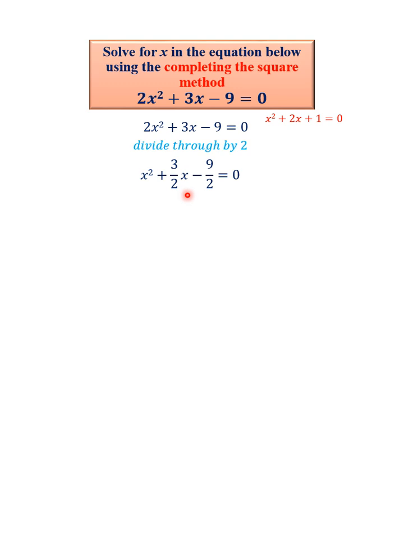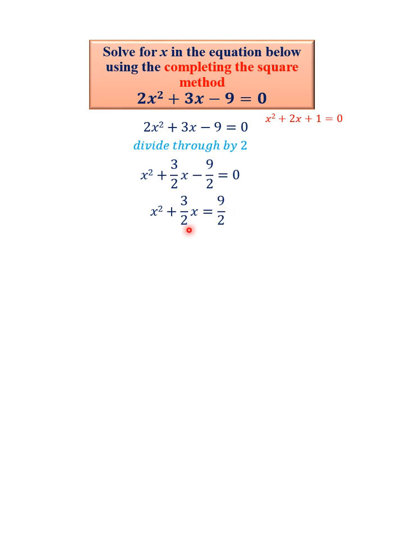The next thing we want to do is to transfer this negative 9 over 2 to the right-hand side of the equation, so that we'll be left with only the unknowns. That is, x squared plus 3 over 2x will be equal to positive 9 over 2, because negative 9 over 2 crosses over to become positive.